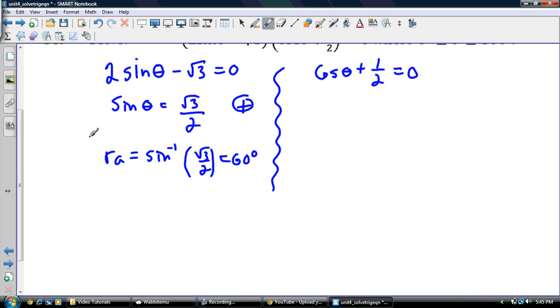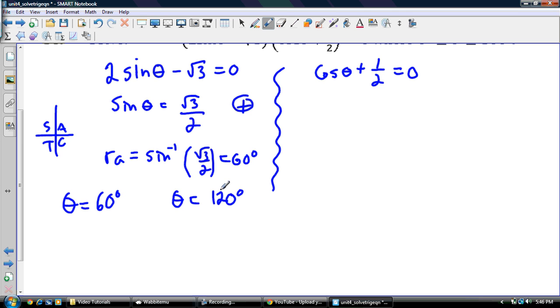Alrighty, so now I put my CAST rule into effect. C-A-S-T. My CAST rule states that sine is positive in quadrants 1 and 2. So in quadrant 1, my theta is going to be equal to just 60. And in quadrant 2, my theta is going to be equal to 180 minus 60, which is 120 degrees. So that gives me my two solutions there.